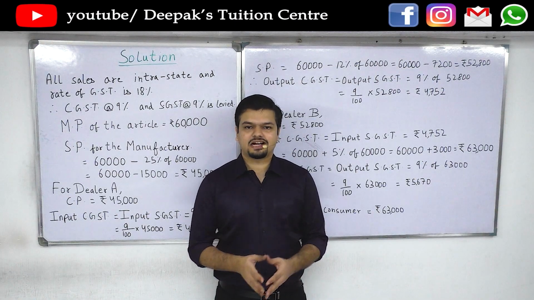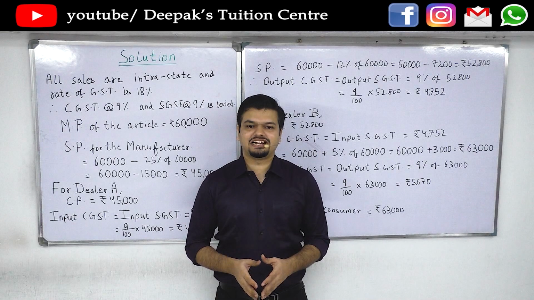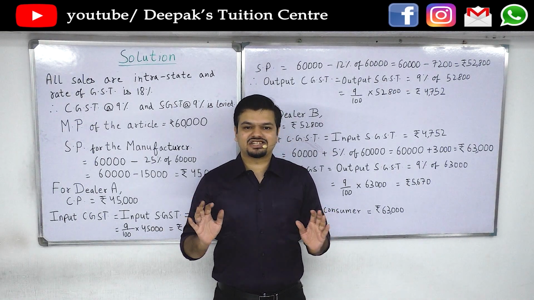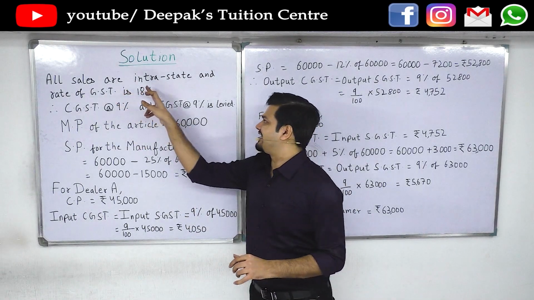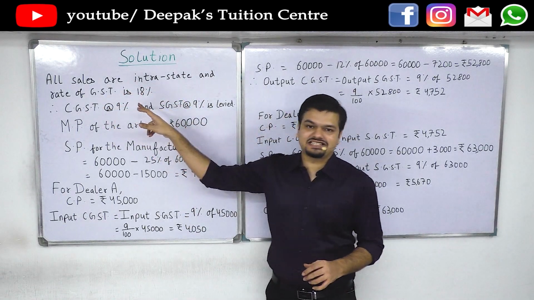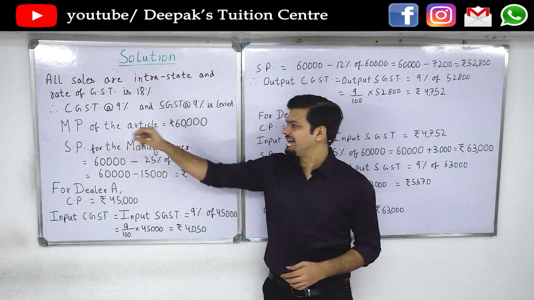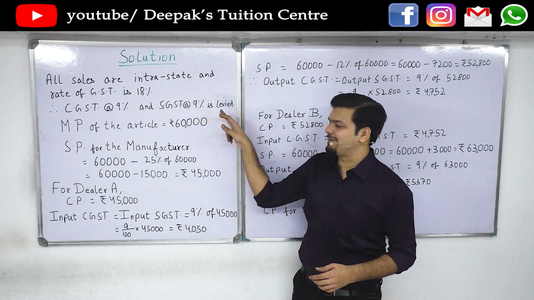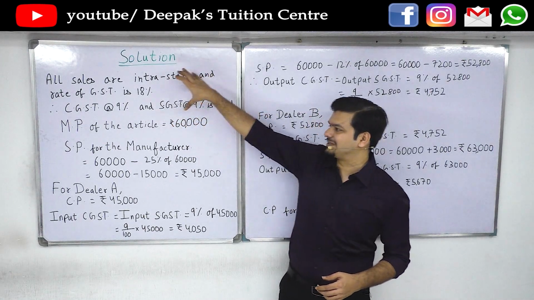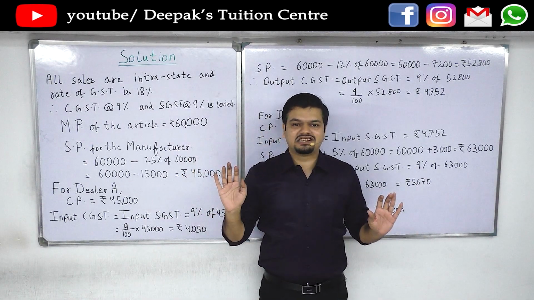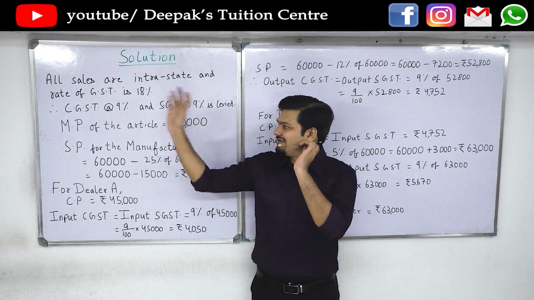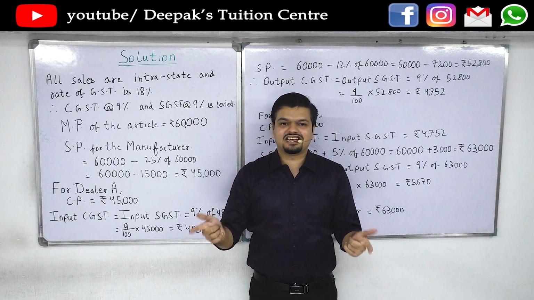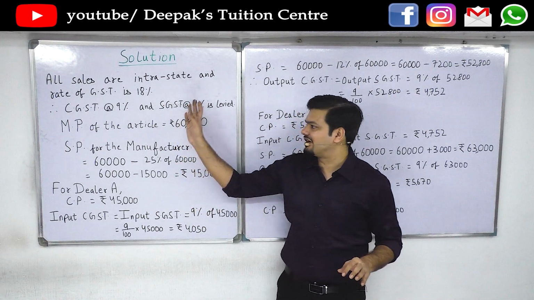As it is given in the question that all sales are intrastate, the first statement that I will memorize and write on the answer sheet will be: all sales are intrastate and the rate of GST is 18%. So therefore, CGST at the rate of 9% and SGST at the rate of 9% is levied. You just memorize this part and copy it down in your answer script. So you always have to remember, whenever the sale is intrastate, the GST gets divided into two parts, CGST and SGST, both equal halves of each other.